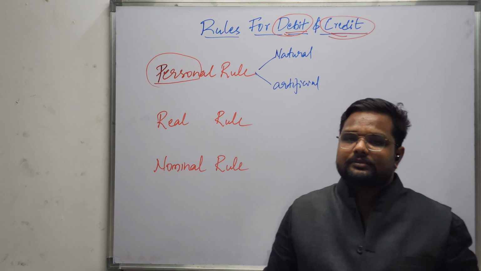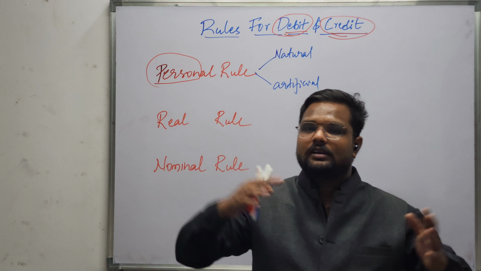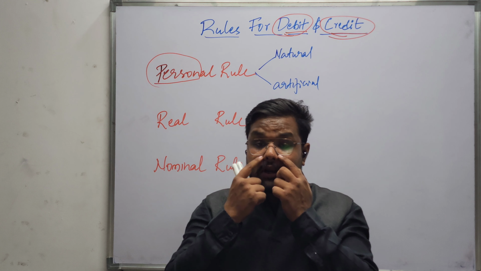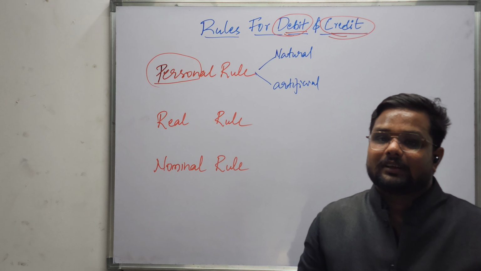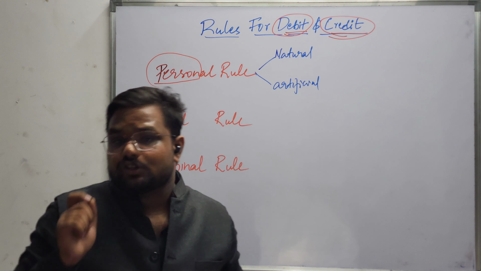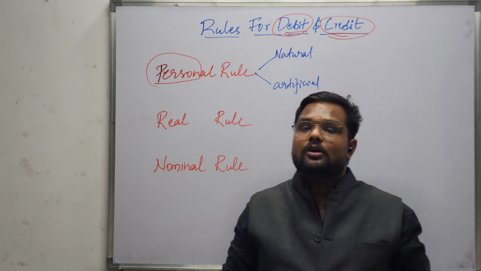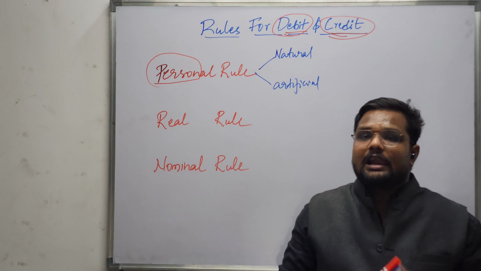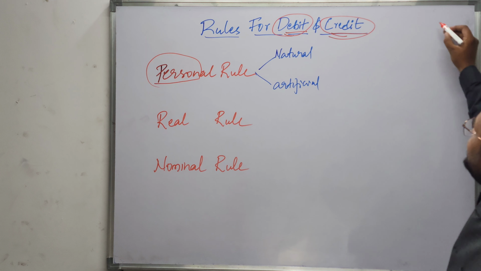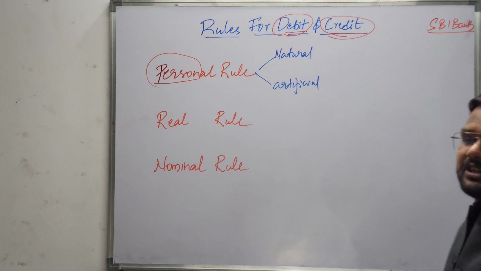Now who are natural persons? You, me, Salman Khan, Shah Rukh Khan, Amitabh Bachchan, we are natural persons. Now who are artificial persons? Artificial persons are those which only exist on paper. They don't have any physical existence. Like, let us see SBI Bank. SBI Bank is an artificial person.